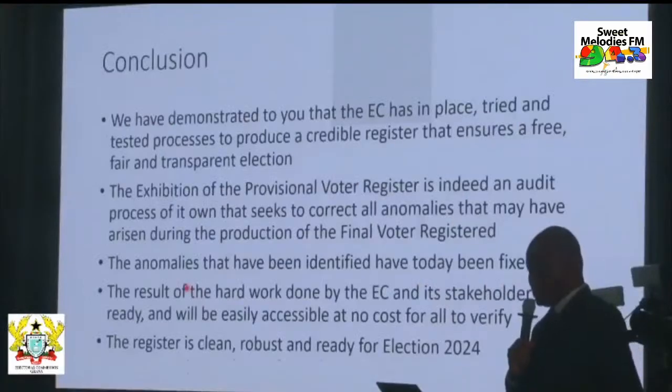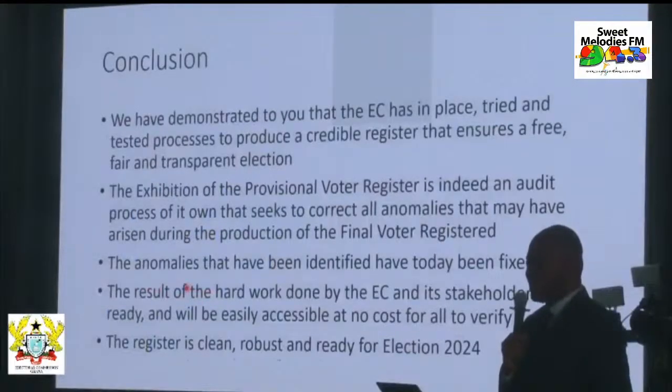So in conclusion, we have demonstrated to you that the Electoral Commission of Ghana has in place a tried and tested process to produce a credible register that ensures a free, fair, and transparent election. As has already been said, these are processes that have been used since 2020. In fact, in 2020, we produced a register under more dire conditions. We produced a register in 36 days in a COVID pandemic.